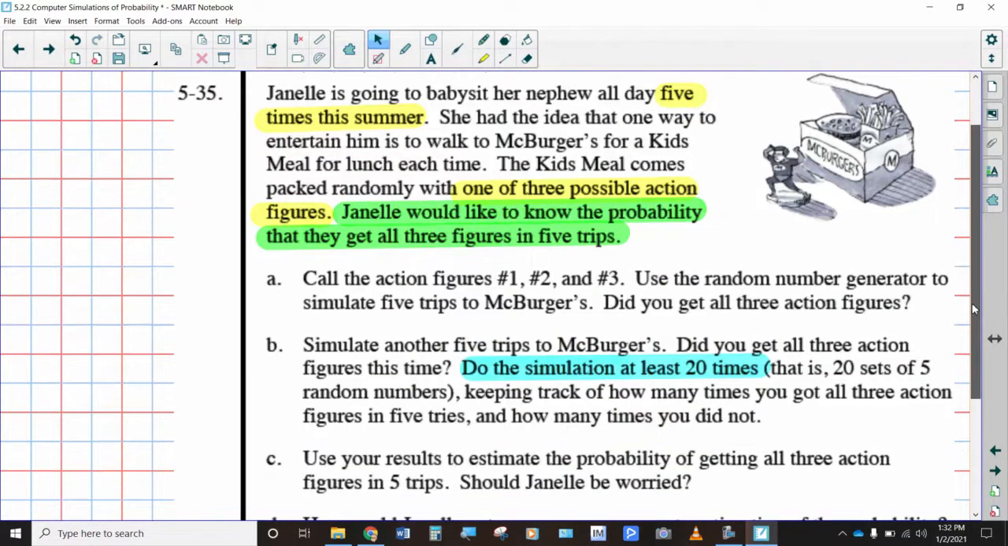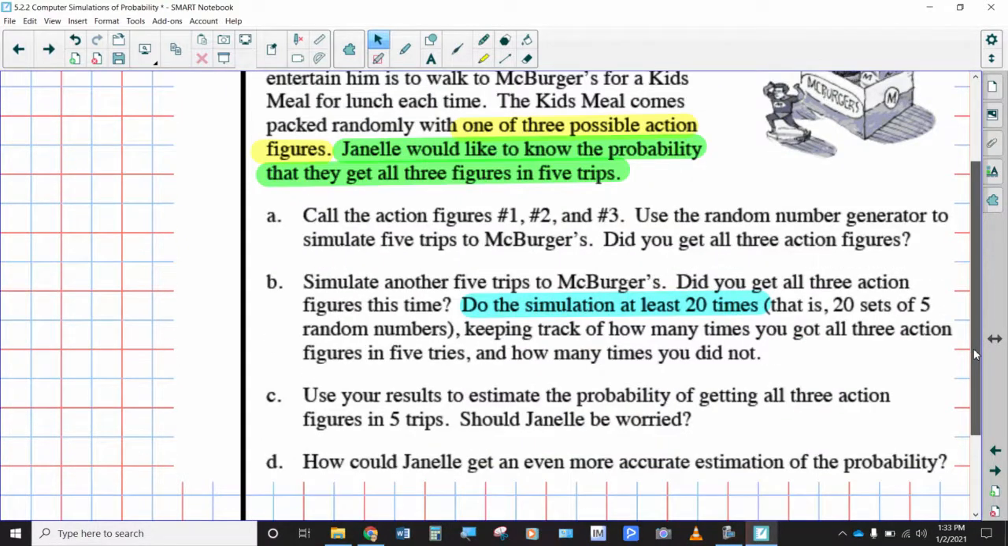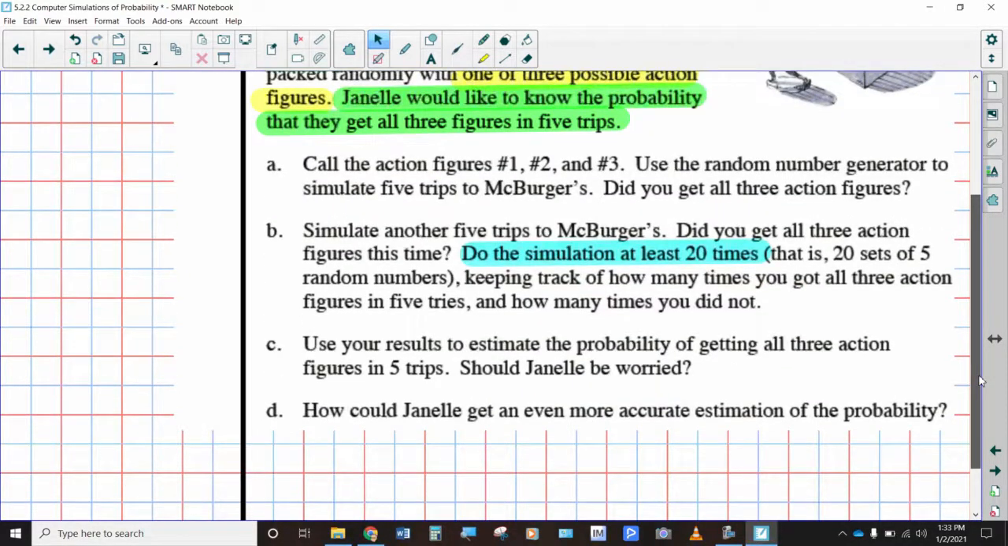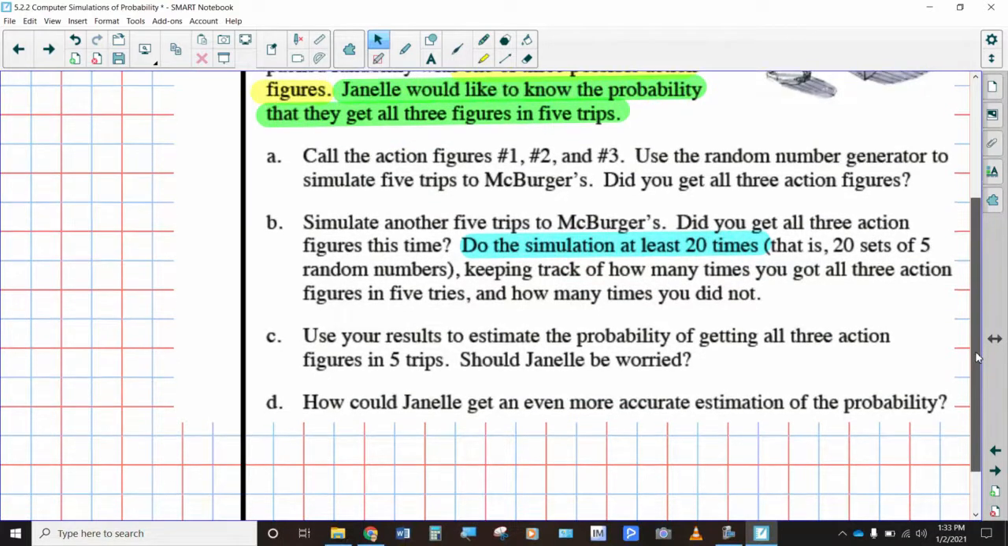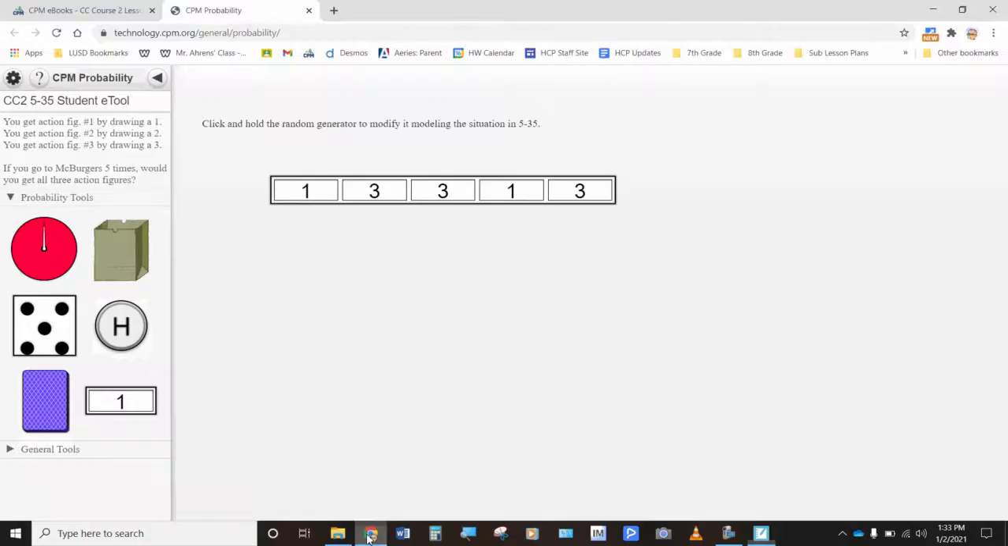So now let's make use of our simulation and see if we can figure out what the probability is going to be for this to work for Janelle. We're going to do this at least 20 times, okay? So let's start over.